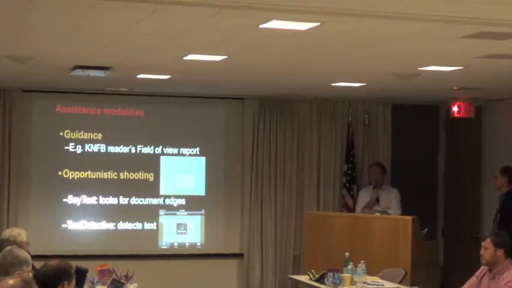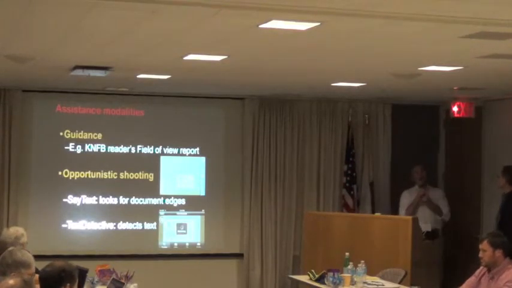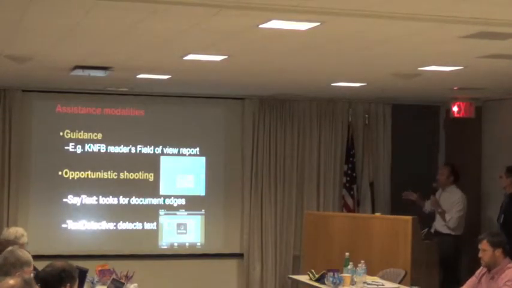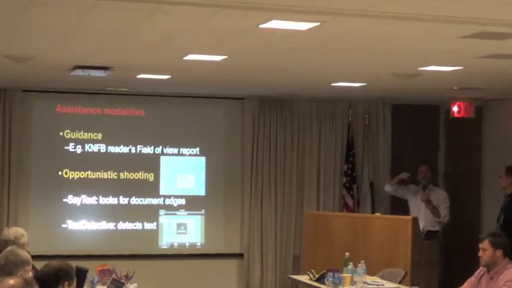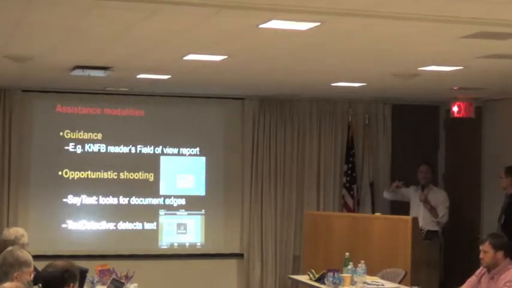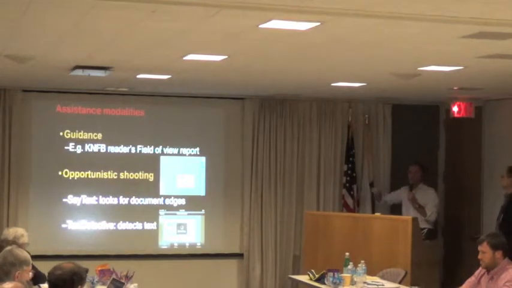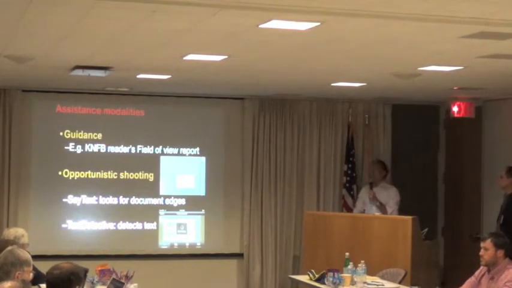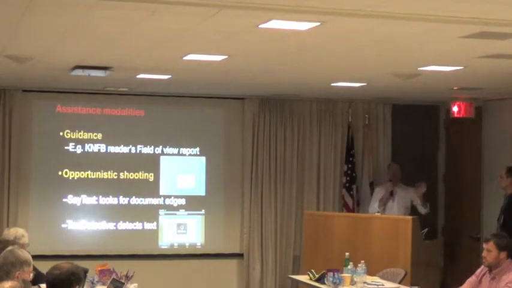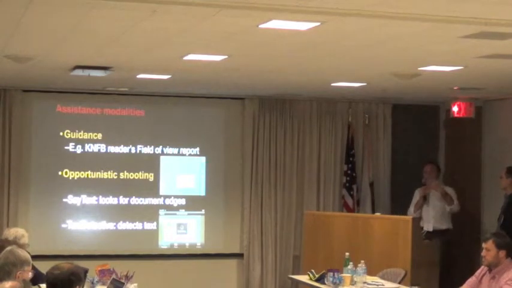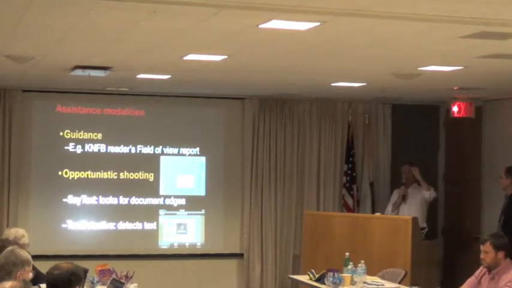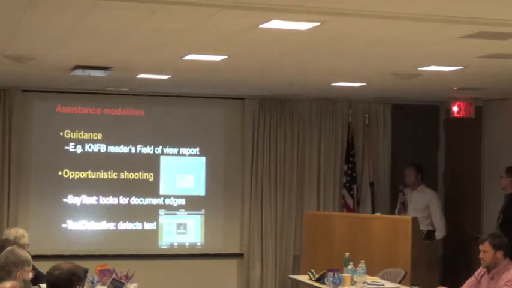Now, SayText, which is a free iPhone app, has a very, very simple way to do that. Basically, it looks for edges of the document. When it finds edges that look like a square, it thinks, oh, I found a document, take a picture of that. Text Detective, from our friends here at Blindsight, detects lines of text, and again, quickly goes through frames until it picks one that it thinks is the right one.